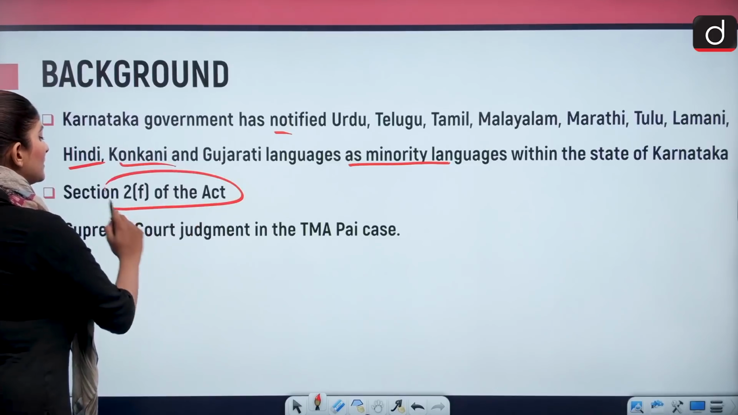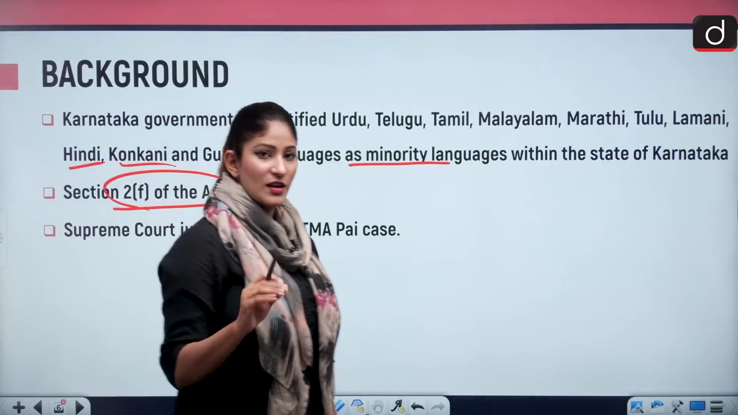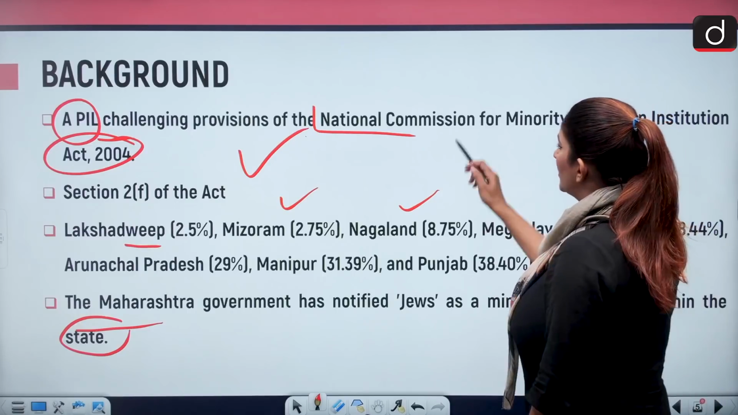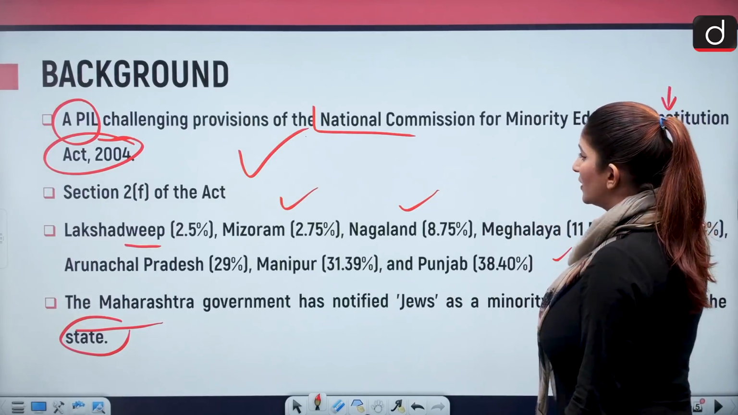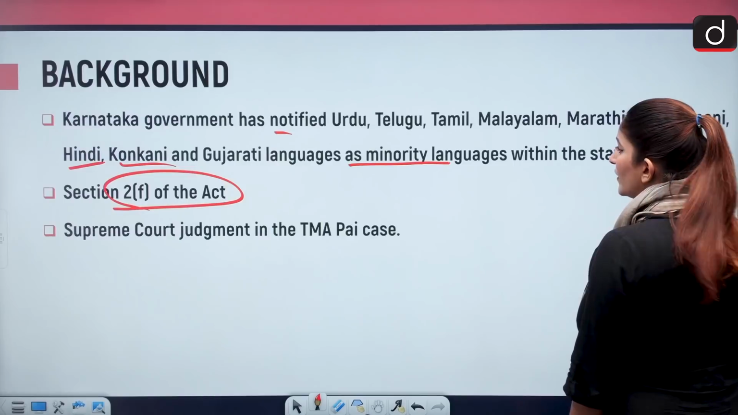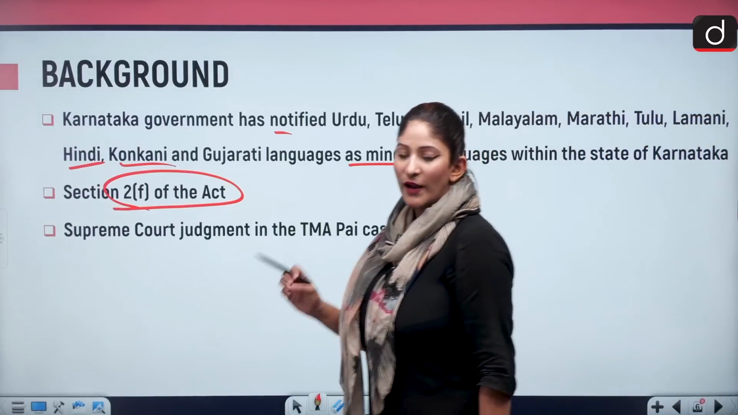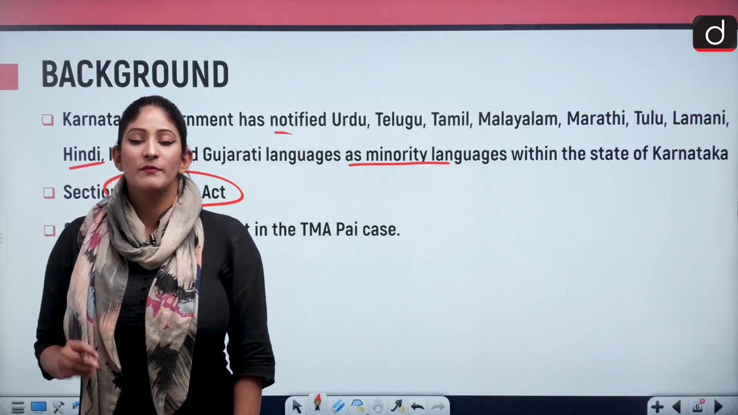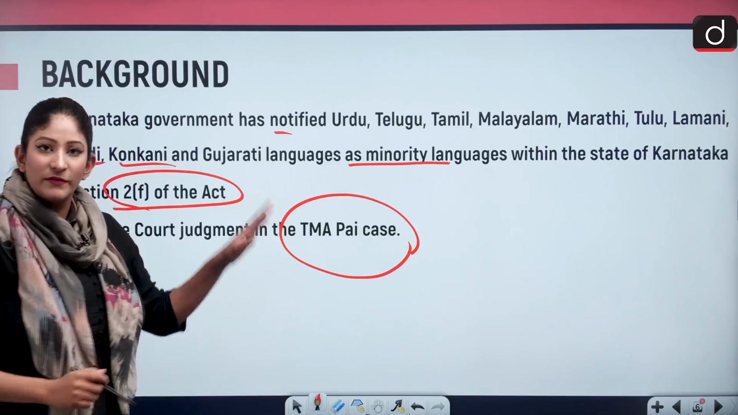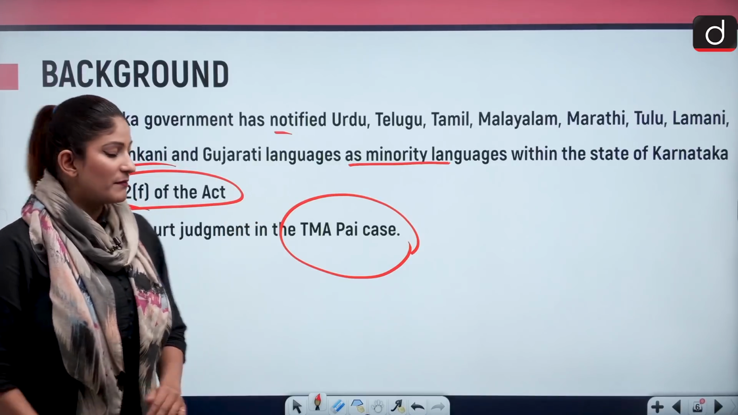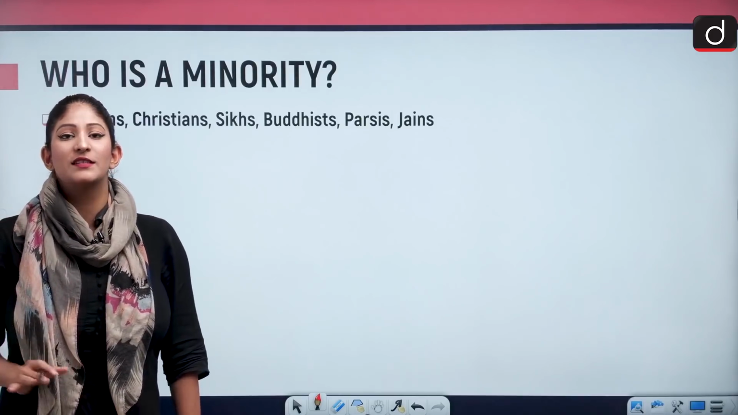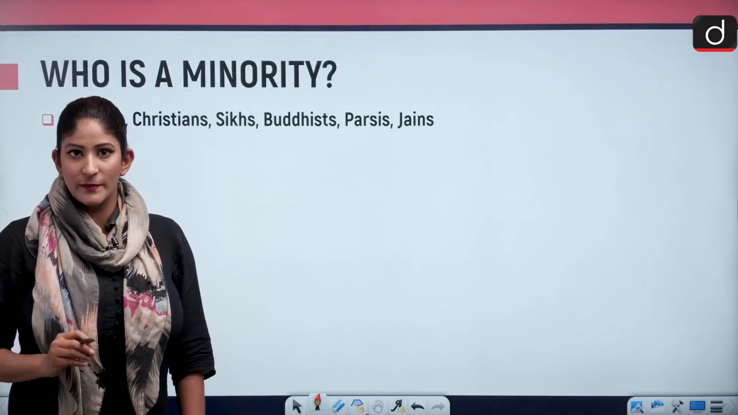Okay, and which section of the particular Act was challenged? The National Commission for Minority Education Institution Act, Section 2F. Remember this, it is for prelims. In the Supreme Court, we have to put our focus on the Bal Patil case and the TMA Pai case. We have to understand from this perspective whether Hindus can become a minority in different states. The Centre has said yes, there are 10 different states where Hindus can become a minority.